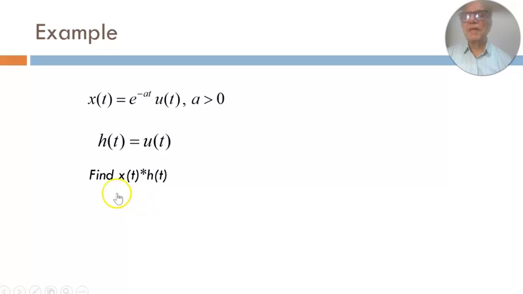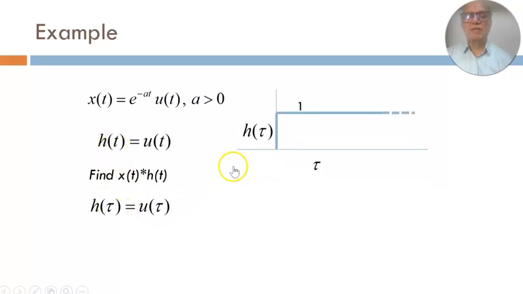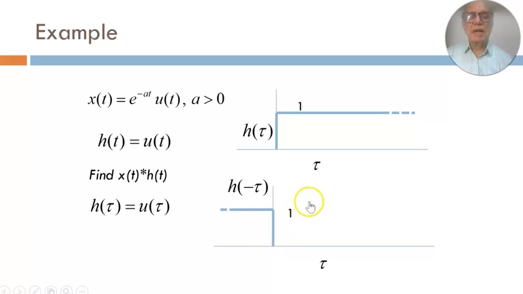Okay, and the problem as usual is to find x(t) star h(t), that means x(t) convolved with h(t). All right, so let us first change t to tau, so h(tau) becomes u(tau), so it is basically a unit step function. Now you have to invert this, so h of minus tau inverted will look like this, and then you have to delay it by t.